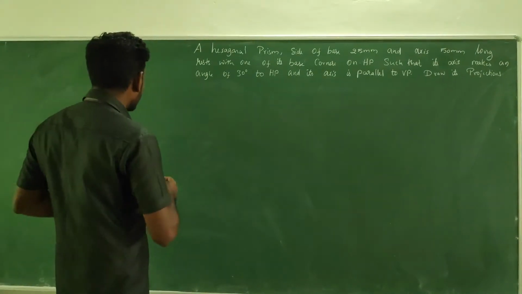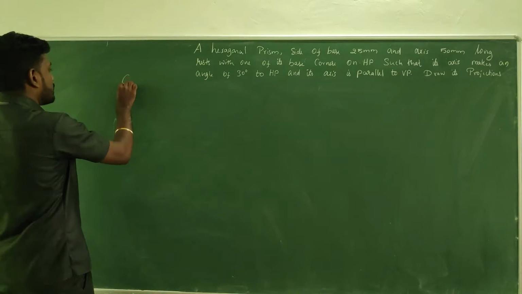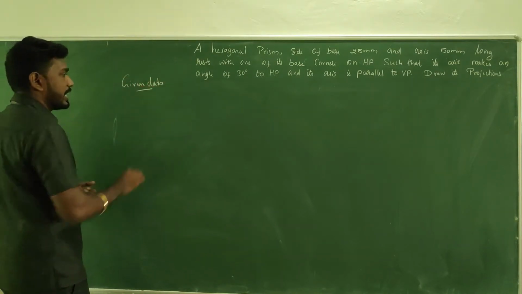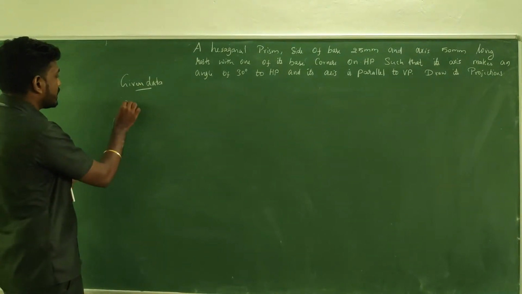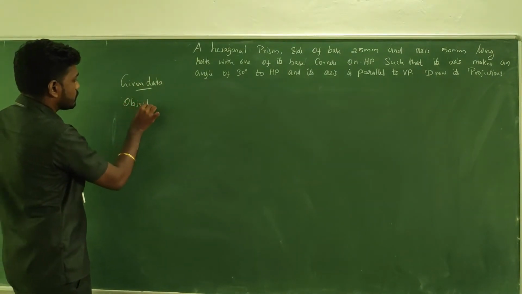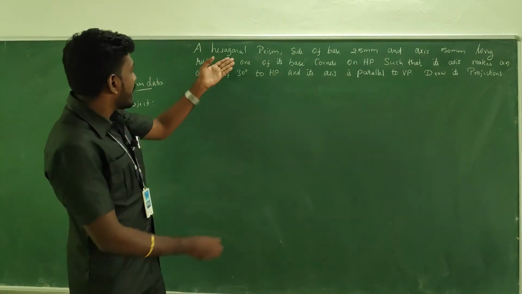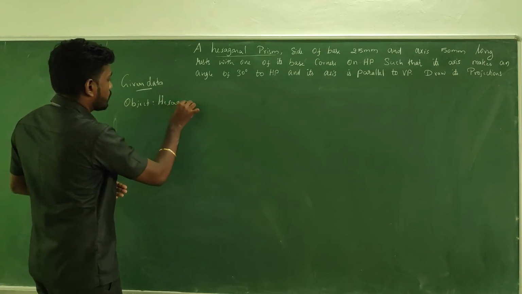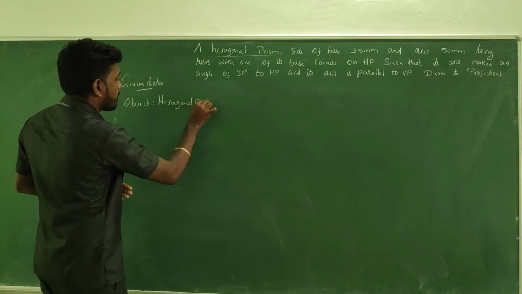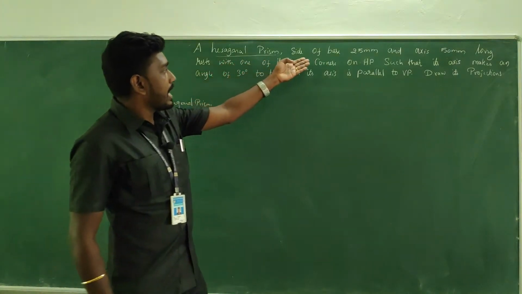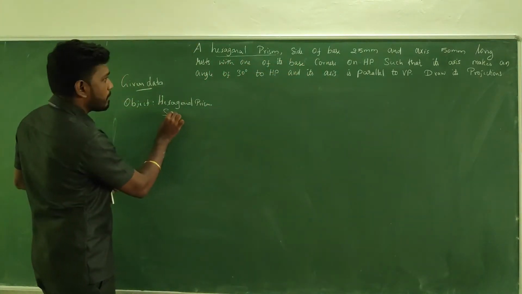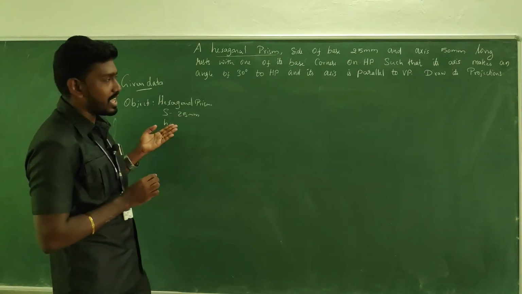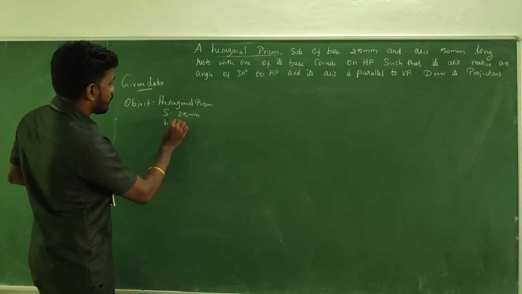Okay. Let me take the given data. First, what is the object? Object given. It's a hexagonal prism, right? And its side is given as 25 mm and the height of the object, the axis height, is given as 50 mm.